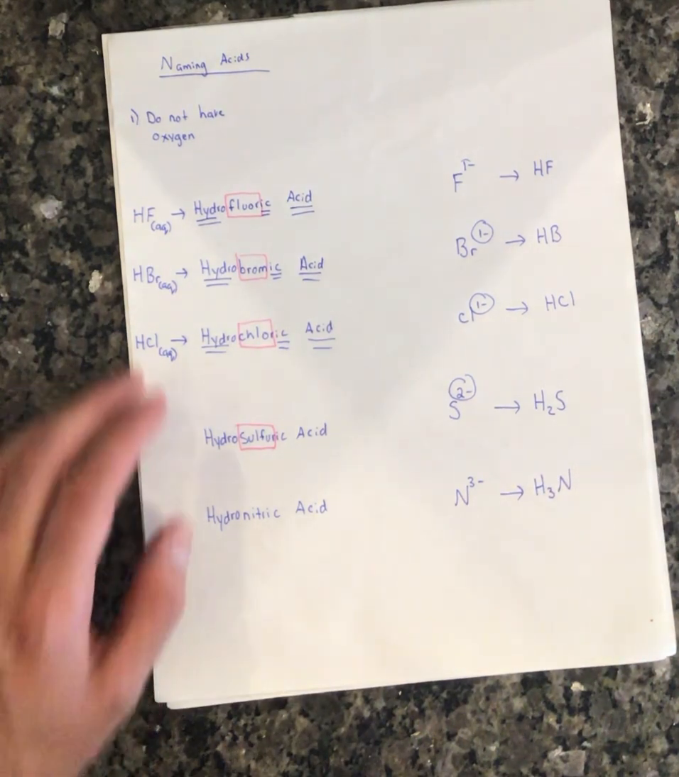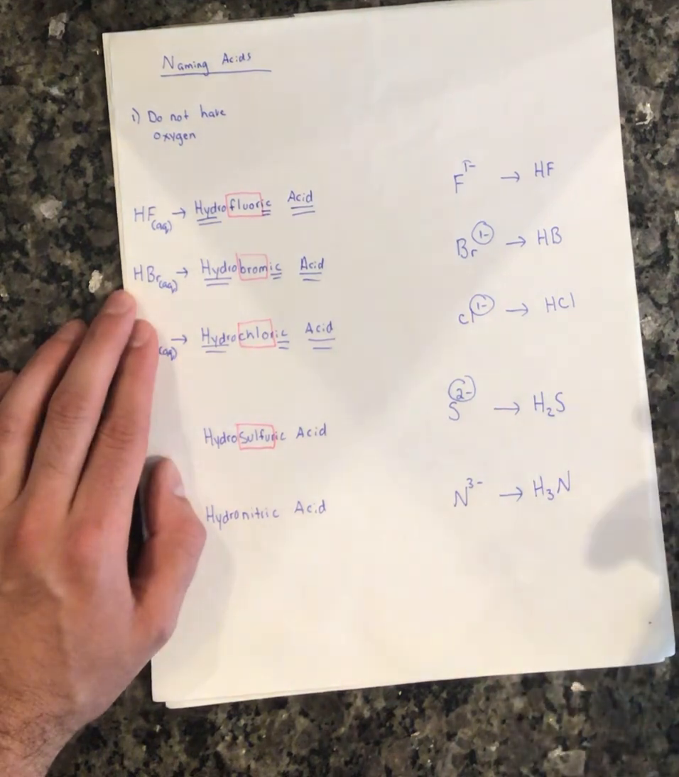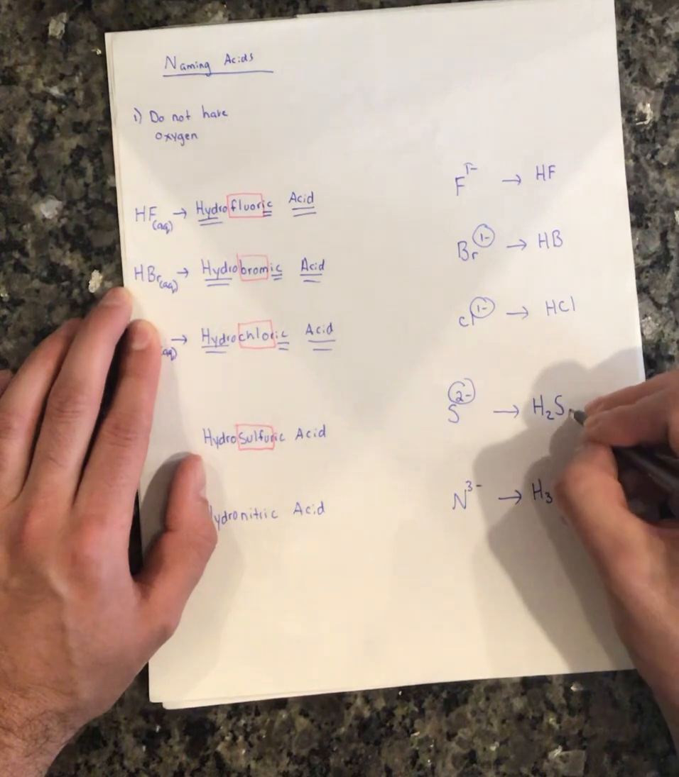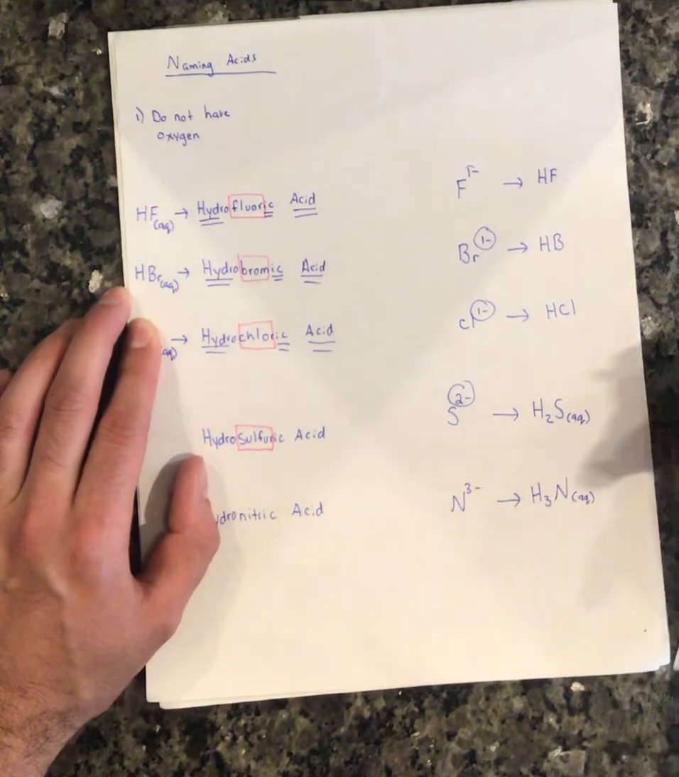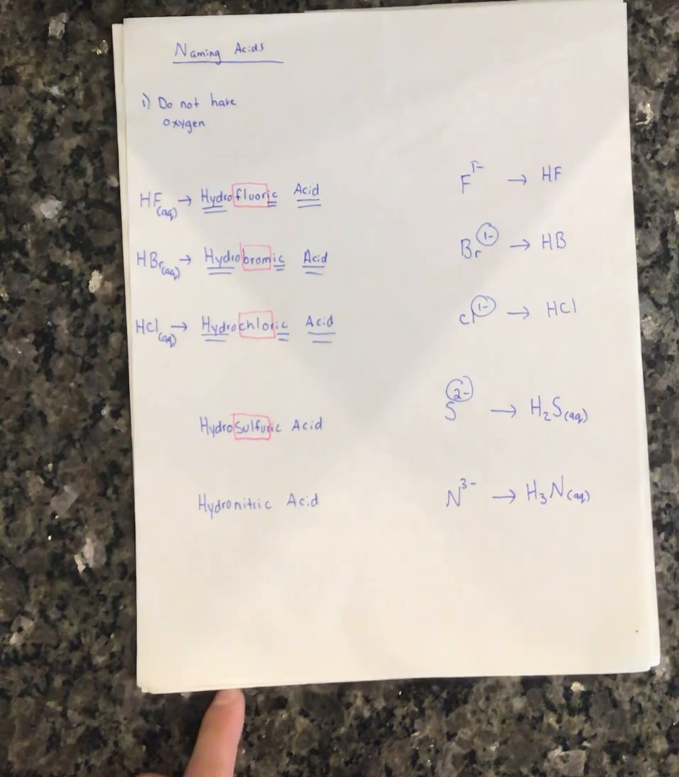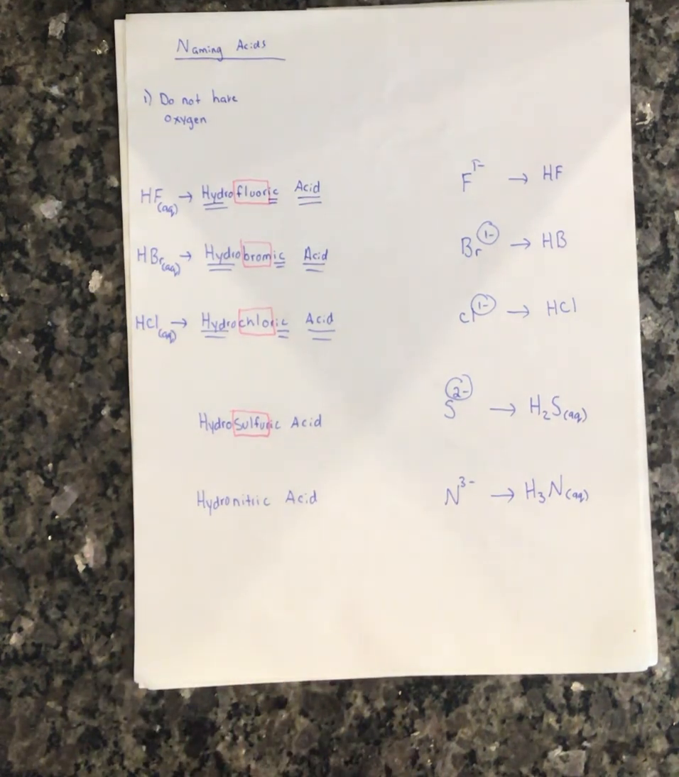Okay, now once again, like I said before, we need to put our states. So our states should be aqueous. And I didn't put it up there, so I'll do it right now. Okay, so that's how we name acids that do not have oxygens.